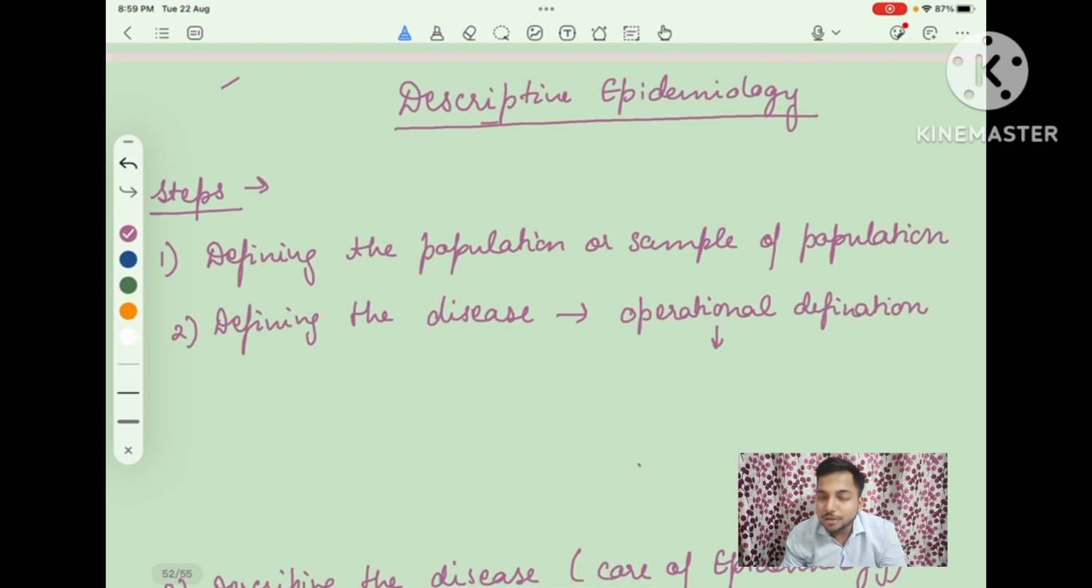Defining the population or the sample of the population. First of all, we have to choose a population. Second is defining the disease.